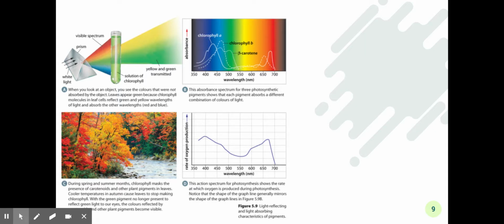All right. So what we're going to do is a lab on chromatography, which shows us how we can separate out pigments. There are going to be two types. We're going to do an ink chromatography, and then we're going to do a spinach chromatography.